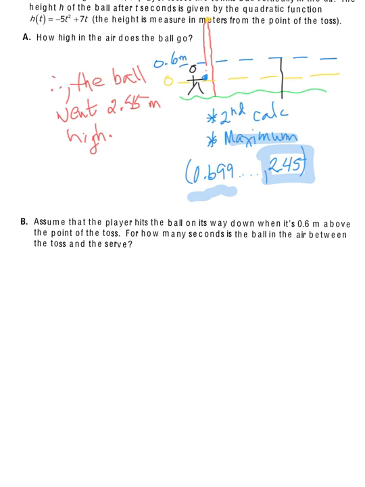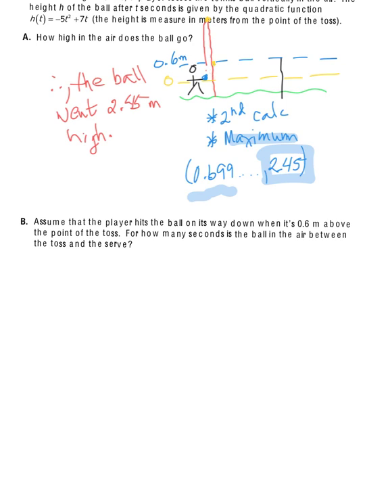So we want to figure out, and it says for how many seconds, so that's how many seconds is your x value. The ball is in the air between the toss and the serve. So the toss is height of 0, and we want to go all the way up until we hit here. So if we find this ordered pair here, the x value started at 0 here, and then whatever the x value is here, that should tell us what that value is. So we're just going to put 0.6 in and see what values we get.